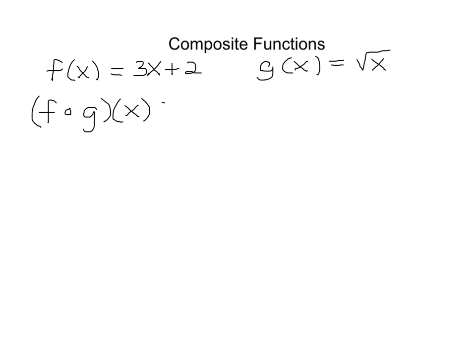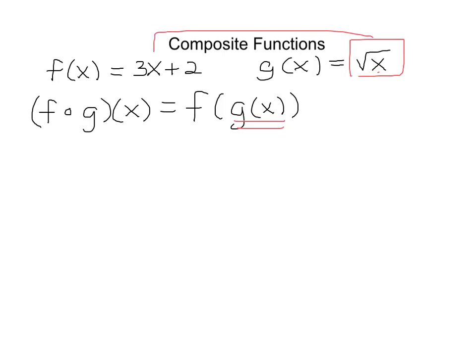So what that means is f of g of x, and I'm saying it exactly the same way, but I'm writing it differently. That is, the g function is the inner function. So what we're going to do is grab the g function, the square root of x, and we're going to insert it into the outer function everywhere there's an x. So that'll look like this.